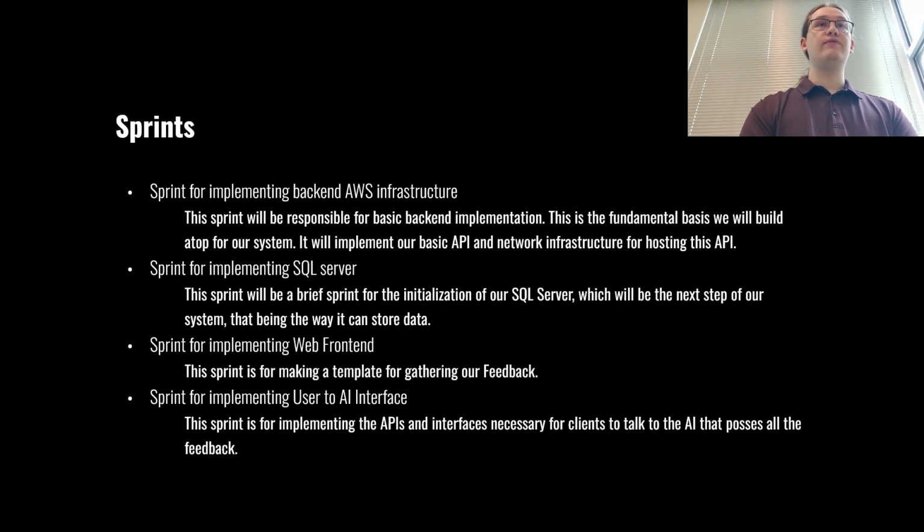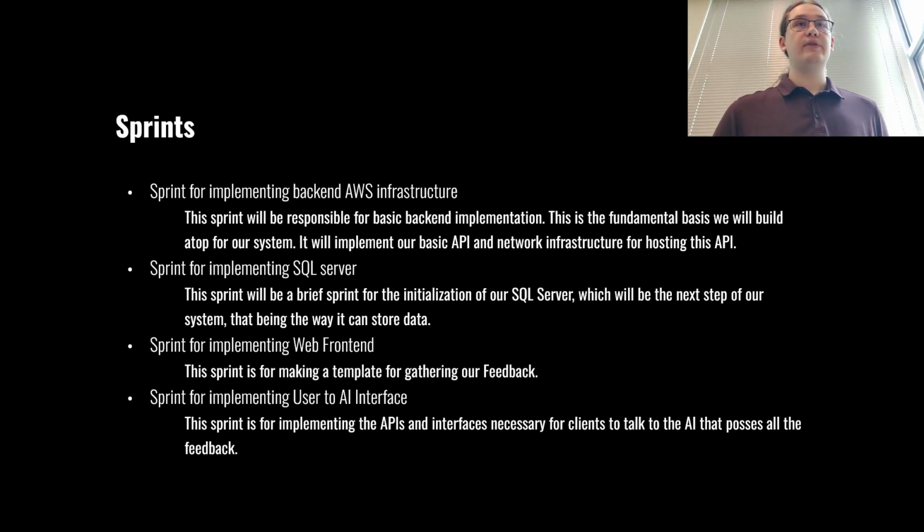So to go further into that sprint structure, this is what we have set up. Our first sprint would be for implementing the AWS infrastructure. We'll do the basic backend implementation, and then we'll build everything else on top of this. We'll have all of our basic API features and network infrastructure in this step. And then implementing the SQL Server will be pretty quick, and that's how our data will communicate or be stored on the AWS server.